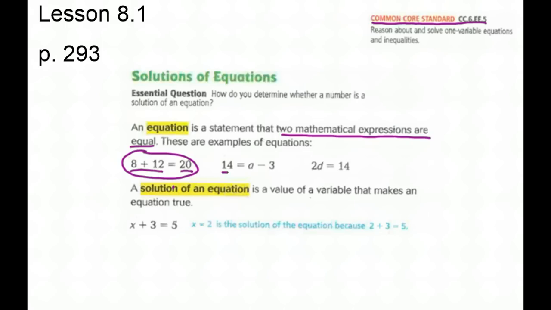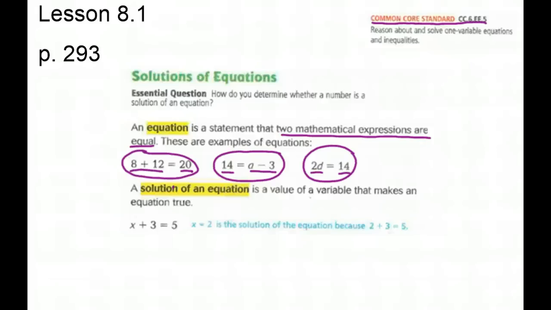So the same is true of 14 equals a minus 3, and with an equal sign, that makes that an equation. And then we have 2 times d equals 14, and with the equal sign, that makes that an equation. A solution of an equation is a value of a variable that makes an equation true.